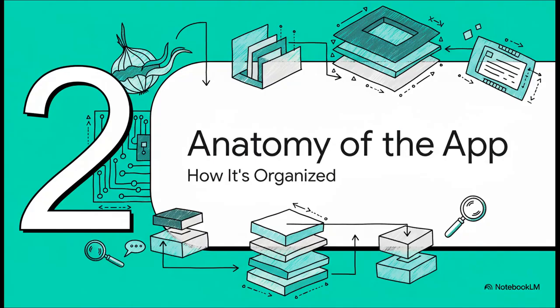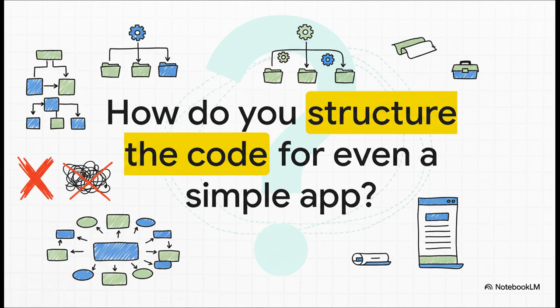Okay, so we get what it does. But honestly, for a foundational project like this, the how is way more interesting. How is this thing actually organized under the hood? So let's peel back the layers and take a look at the anatomy of this app. And this right here is a question that trips up so many new developers. I mean, it's one thing to hack something together that works, but how do you organize it? How do you structure the code so it's clean, so it's understandable, and, this is the big one, so it's ready to grow in the future without becoming this tangled, unfixable mess?